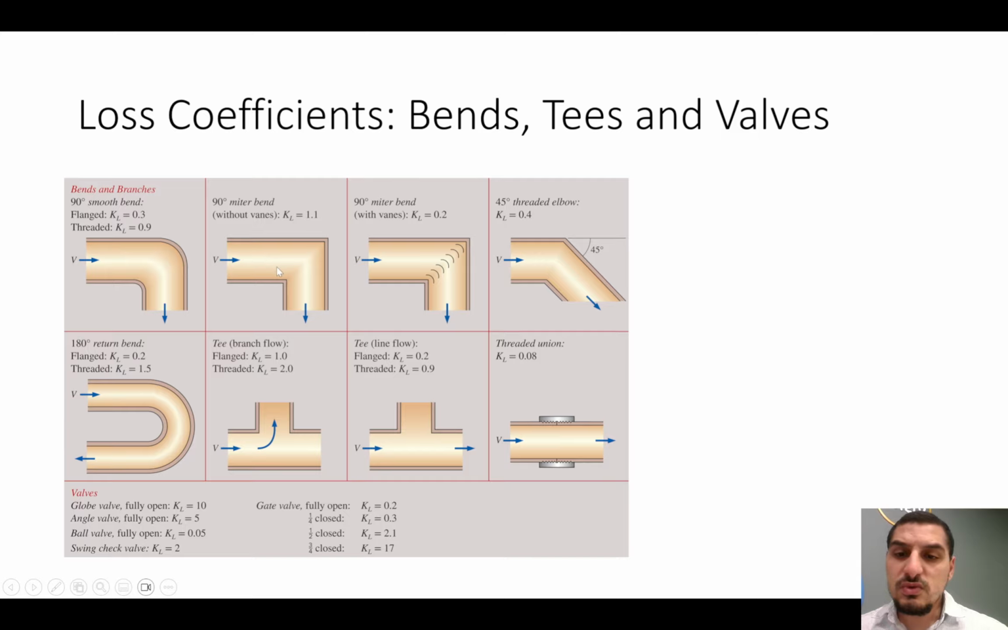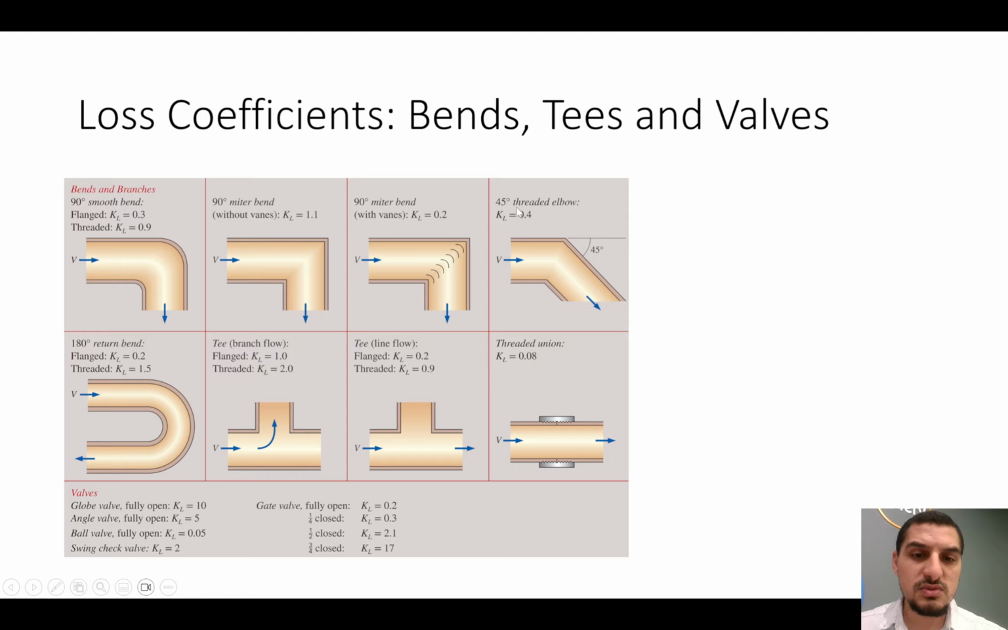Sometimes to reduce these losses, we have what we call the bend with vanes. The vanes are just some solid things that are put inside the pipe to direct the flow to go through or between these vanes to change the direction. So this reduces the losses a lot. You can see the coefficient here is 0.2, and here it's 1.1. So this is one thing we can do to reduce the losses.